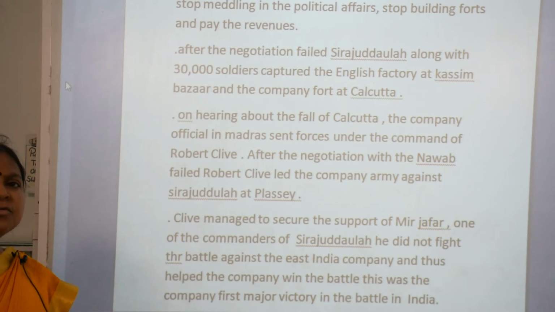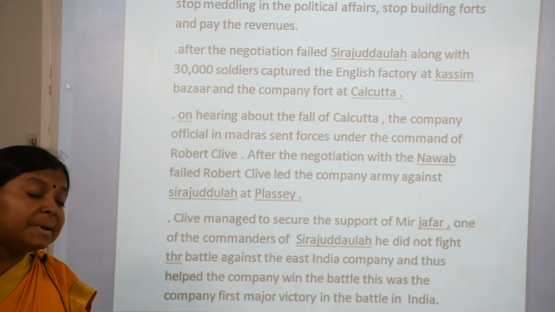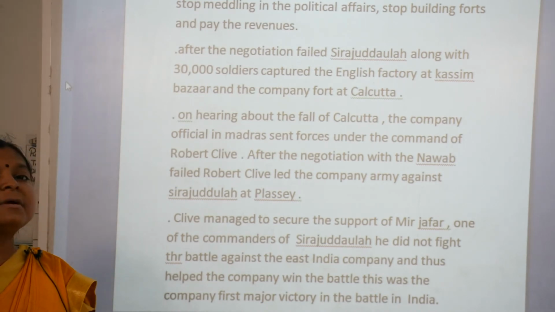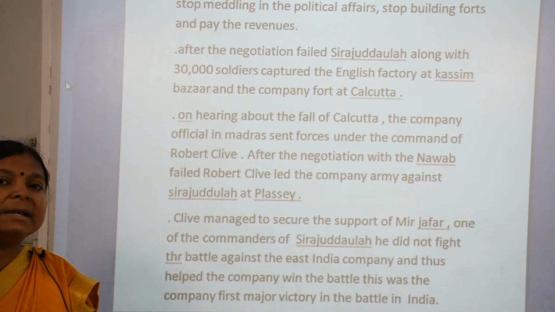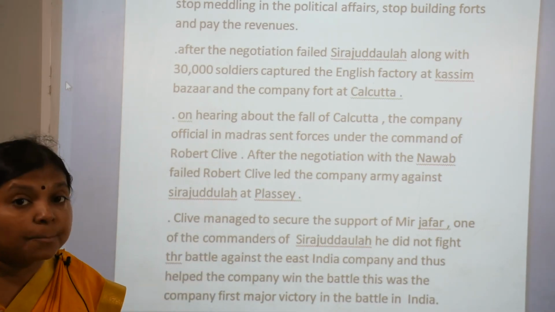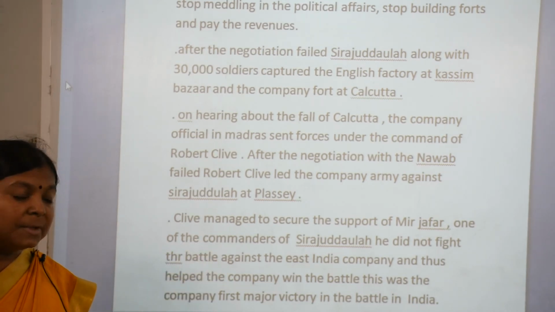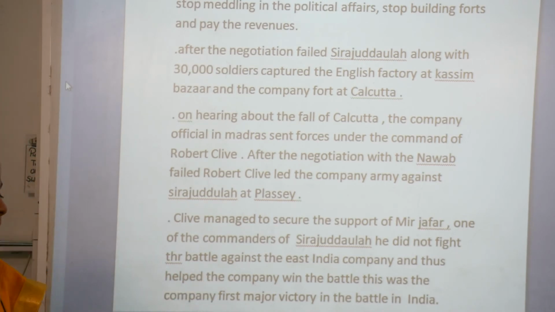Now, how did Robert Clive manage? Robert Clive managed to secure the support of Mir Jafar, one of the commanders of Sirajuddaula, and he did not fight the battle against the East India Company, and thus he helped the company win the battle, and this was the company's first major victory in India. So they would get more power.